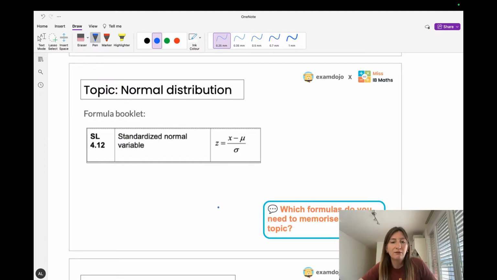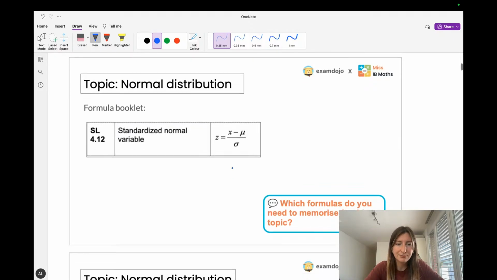All right, so one of the things that they do not give us in the formula booklet is the empirical percentages. Empirical percentages are those 3 different percentages that we need to know for how the data is spread. If you've not heard of that before or don't remember it, we're going to go through it, so don't worry. But we do have the standardized normal variable. That's the one that's given. And other than that, there isn't actually anything you really need to know or memorize.